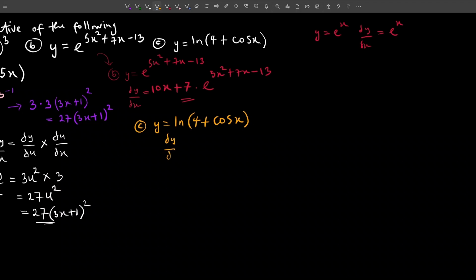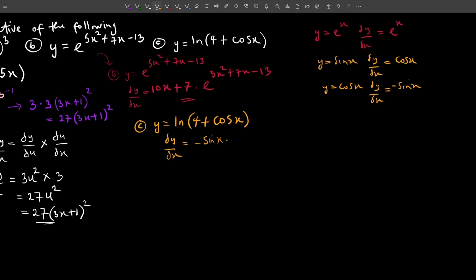Again, don't forget if y is sin x, then dy/dx is cos x. And if y is cos x, then dy/dx is what? Minus sin x. So differentiating the inner function, the 4 gives 0, and differentiating cos x gives minus sin x. So that is the inner function.